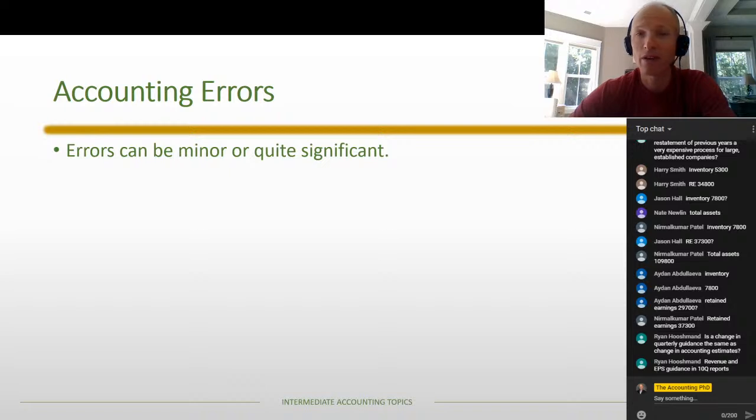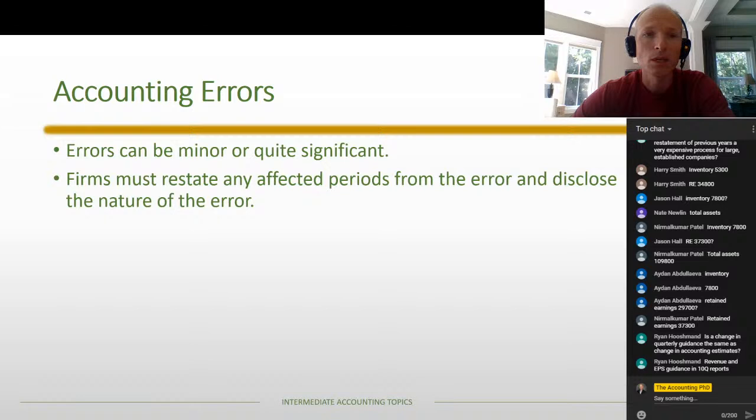Some companies have had to restate a decade of earnings. Sometimes companies had to restate, and the restatement was in the billions. Sometimes it's hardly even a rounding error. So it really does depend on the situation. So again, these can be quite minor, or they can really be significant.